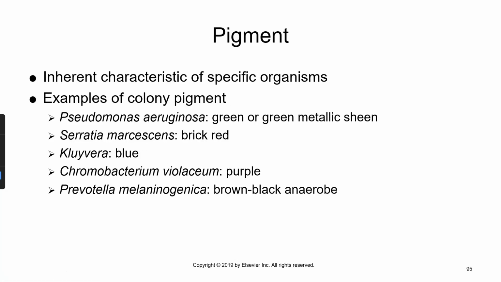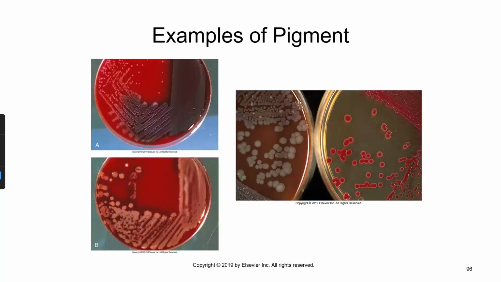Pigment is an inherent characteristic of specific organisms. The pigment would seep into the agar, so it wouldn't just be on the actual organism. If it's pigmented, it'll seep into the agar. So Pseudomonas aeruginosa has a green or green metallic sheen. Serratia marcescens is red. Chromobacterium violaceum is purple. And Prevotella is a brown or black anaerobe. So you can see some examples of the pigment, and you can see what I mean by how it seeps into the agar.